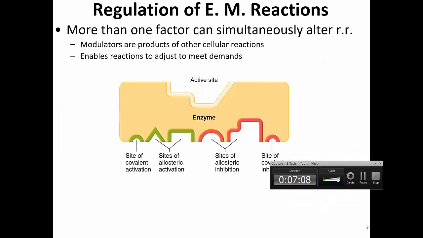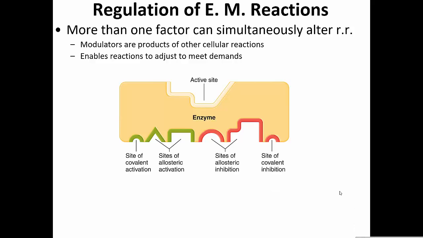We also note at this point that multiple of the methods that we just talked about can be used simultaneously to adjust the rate of an enzyme-mediated reaction. For example, on this particular slide, we can see that we have 6 sites total. 1 site of covalent activation, 2 sites of allosteric activation, 2 sites of allosteric inhibition, and 1 site of covalent inhibition. And so there are binding sites for 6 different ligands there, and depending on which allosteric binding sites are occupied at any given time, we would expect to see drastic changes in the shape of the active site and therefore the ability of the active site to interact with the ligand.